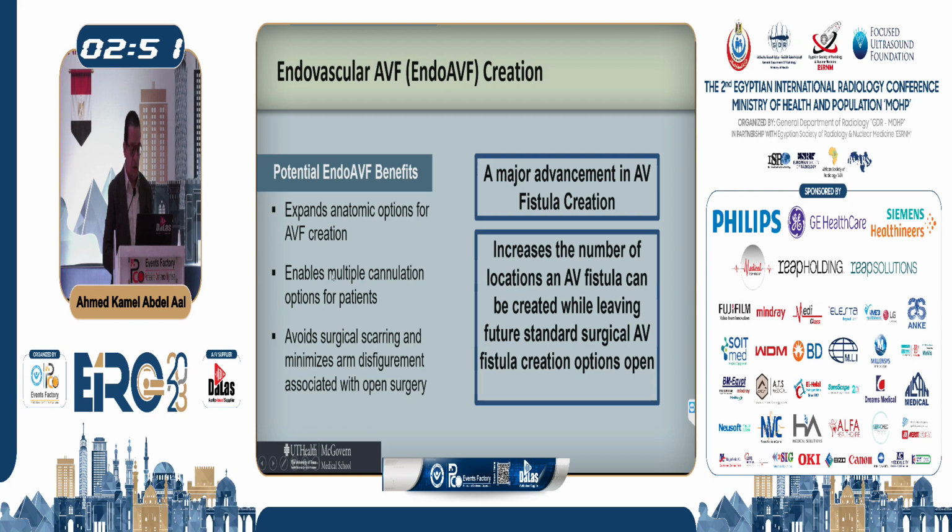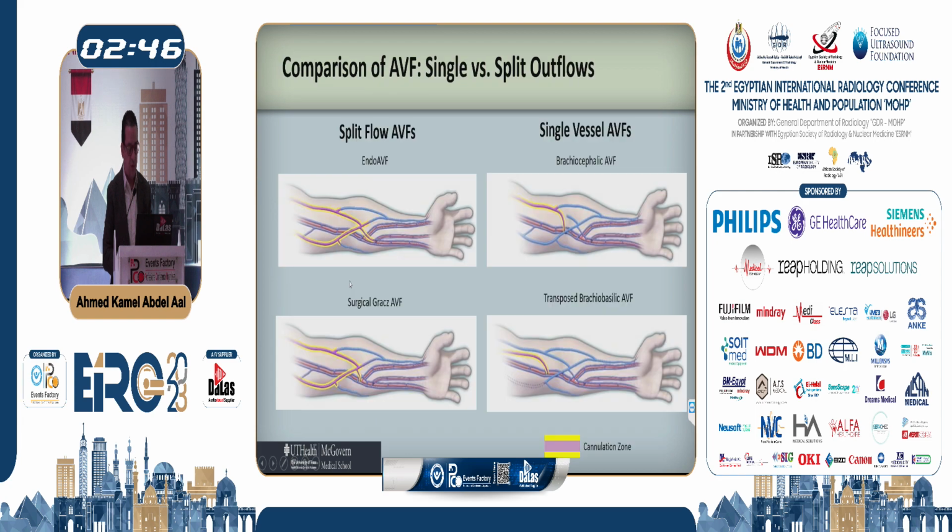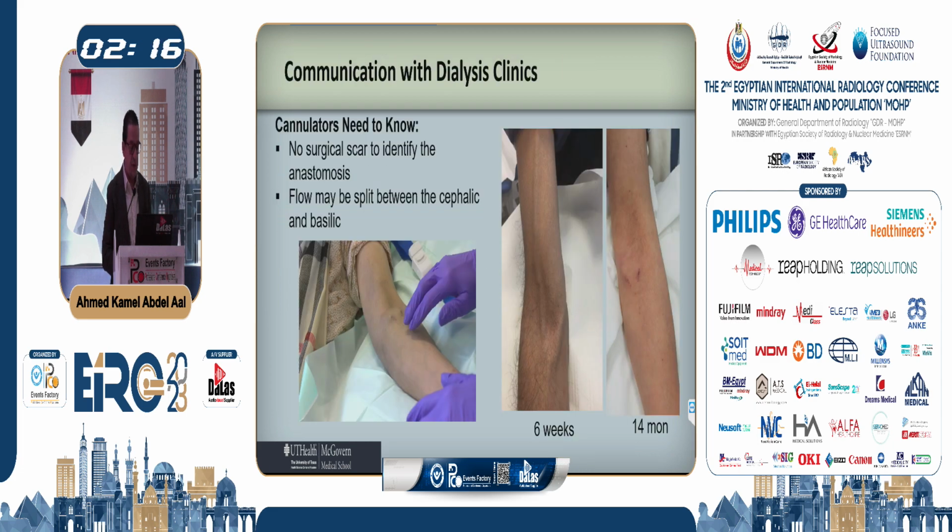In terms of cannulation, again, it enables multiple cannulation options. As you can see here, for brachiocephalic, this is where you can cannulate. For brachiobasilic, this is where you can cannulate. But for the endo-AVF, which is what we are talking about today, you can have either one of them or both of them. So it expands your cannulation options. And when you do that, the longevity and the patency of the fistula itself is actually increased, which is in favor of these patients.